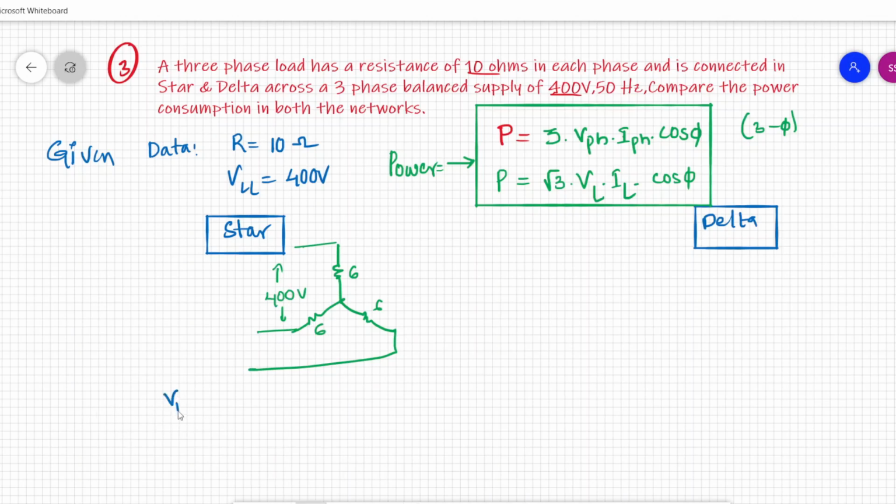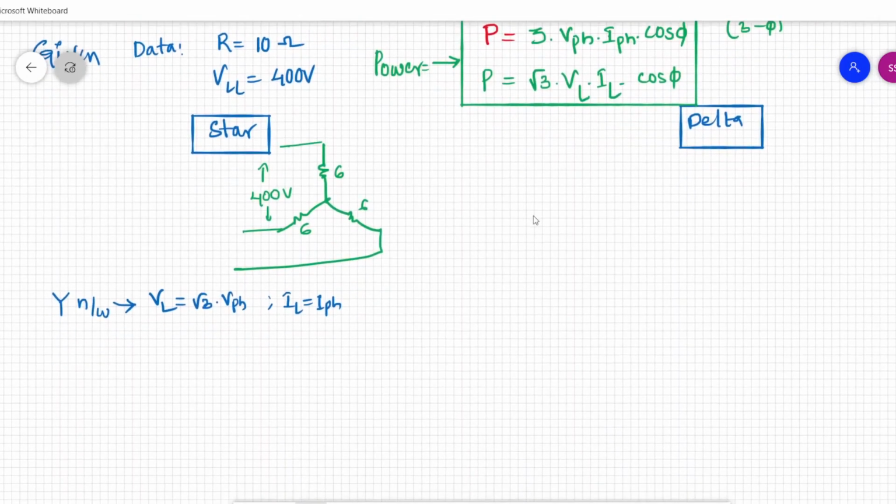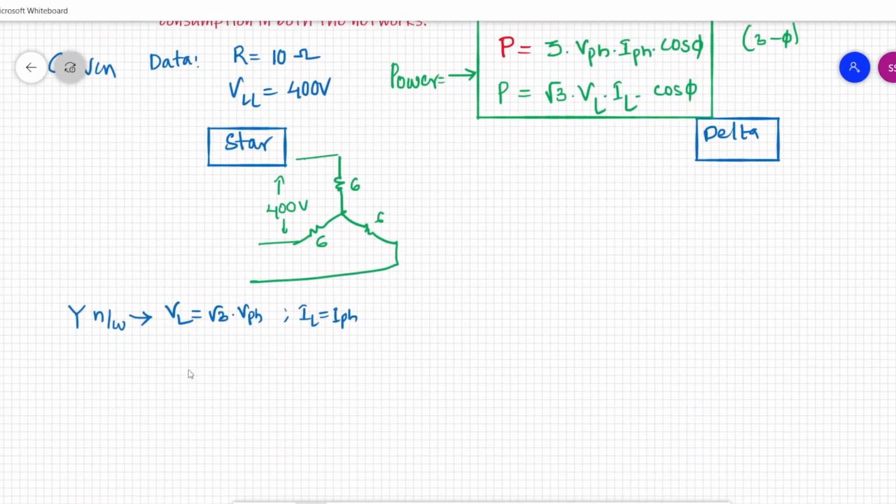Let us write down the voltage and current relations, that is VL equal to root 3 times V phase, and IL equal to I phase for star connection network. So we have to find the phase voltage and phase current so that we can find the power here. So what is phase voltage? V phase equal to VL by root 3, that will be 400 by root 3, which equals 231 at an angle of 0 degrees.